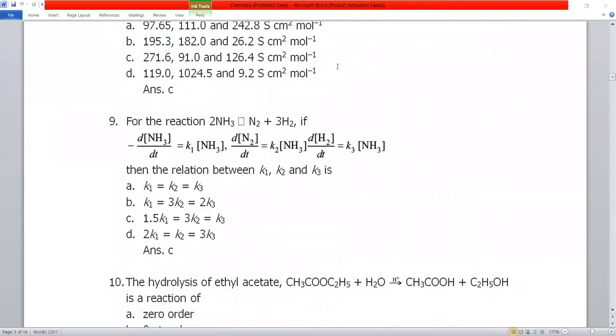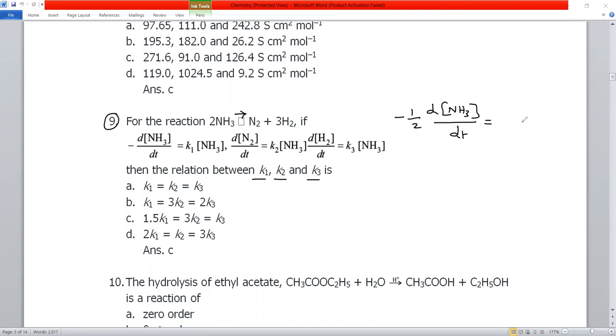Question number 9 is from chemical kinetics. For the reaction 2NH3 gives N2 plus 3H2, the rate of change of concentration of NH3 by dt is given with K1. They are asking for the relationship between K1, K2, K3. According to this equation, I'm writing minus 1 by 2 d concentration of NH3 by dt. Yes or no?